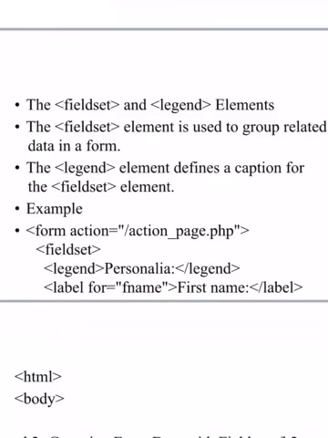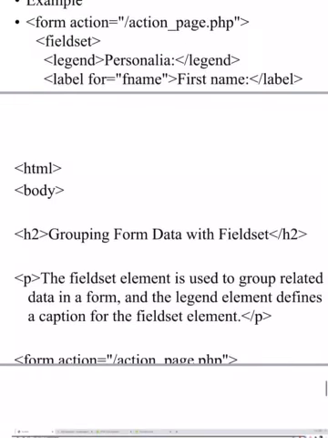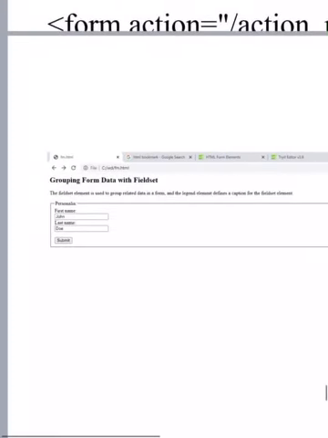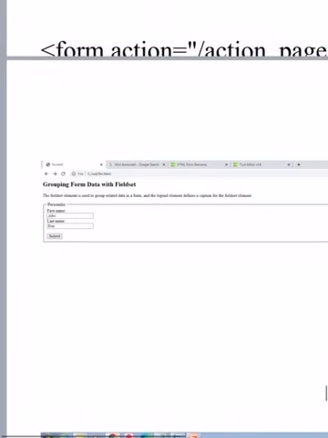And the form action is equal to some action page, fieldset, legend, label. So this is a program we have written for that. HTML, body, H2, grouping, P. So this is what we'll get. This is how we'll get the form if we use legend and fieldset. We'll get a box-type thing. Instead of a normal form, we'll get this group of elements in one form.